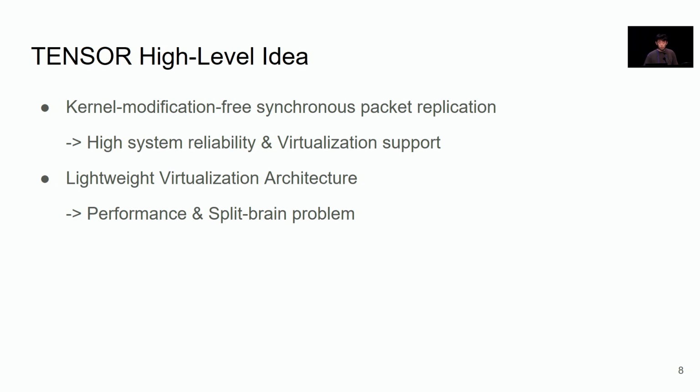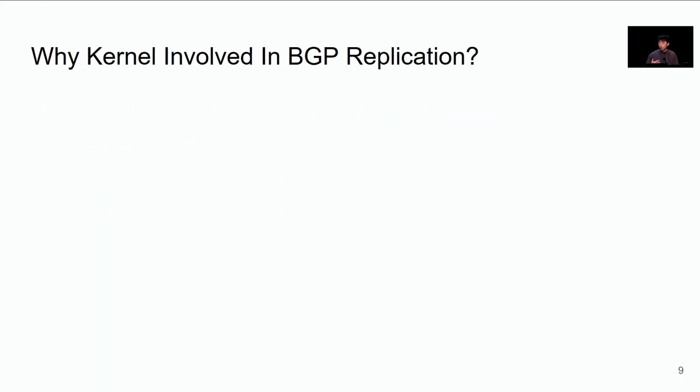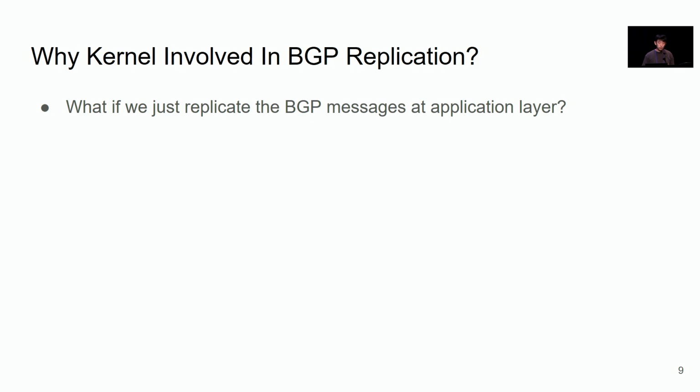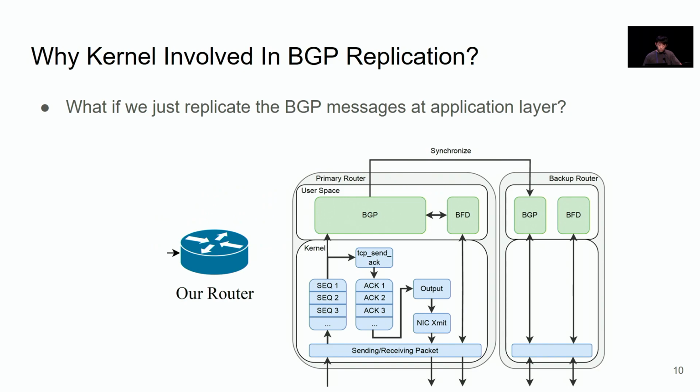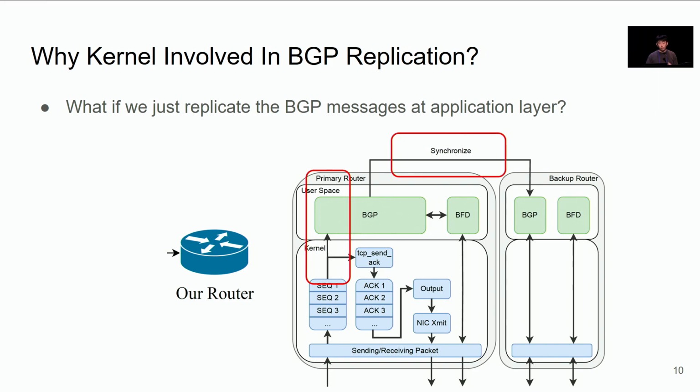Okay, so let's go into details. First, we should know why the kernel is always involved in the previous NSR solutions. What if we just replicate the BGP messages at the application layer? Let's have an example. The peering gateway router is sending 3 packets to our router. And what happens is that these packets will arrive at the kernel and then be delivered to the user space program, where we do the synchronization.